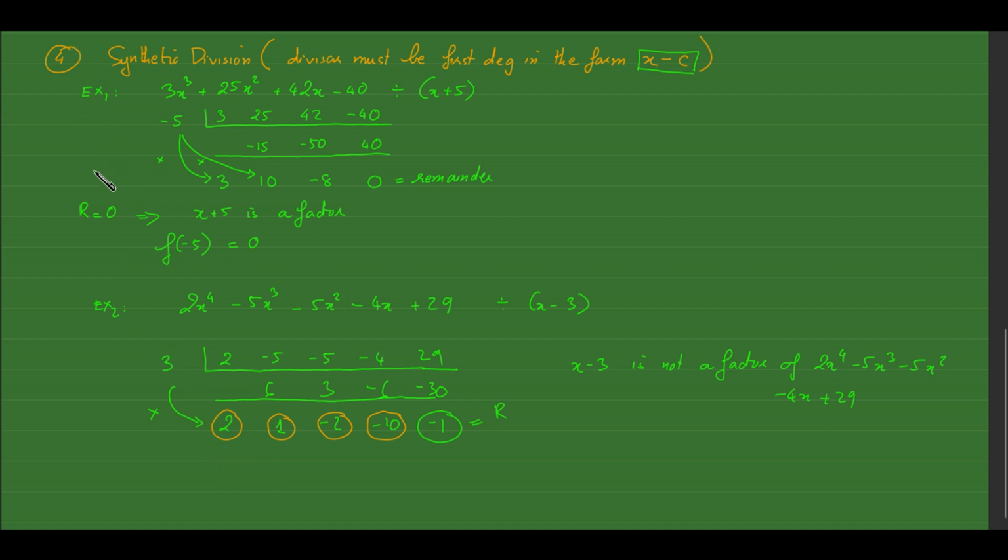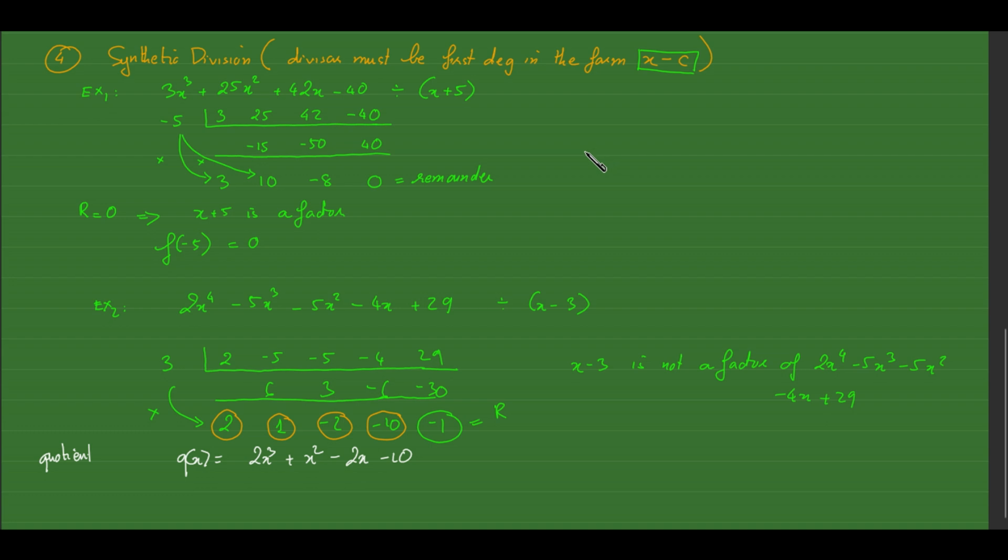So where is the quotient polynomial? Let me use a different color. The quotient polynomial is q(x). Because the 4th degree divided by the 1st degree is the 3rd degree, you start with the 3rd degree. So you're going to have 2x to the 3rd plus x squared minus 2x minus 10. Here you go. That's the quotient polynomial.